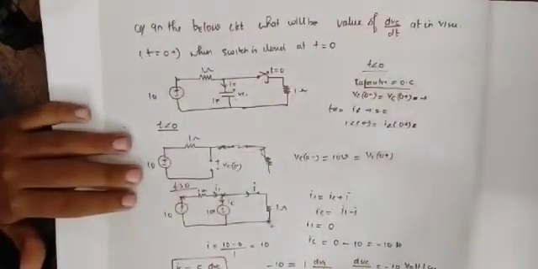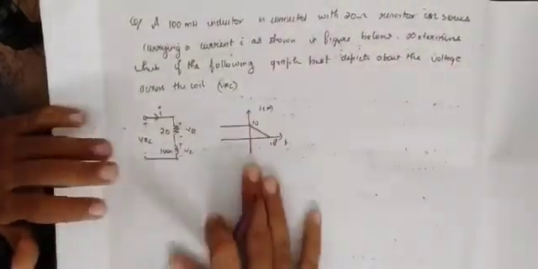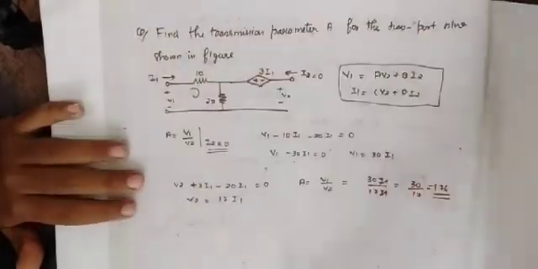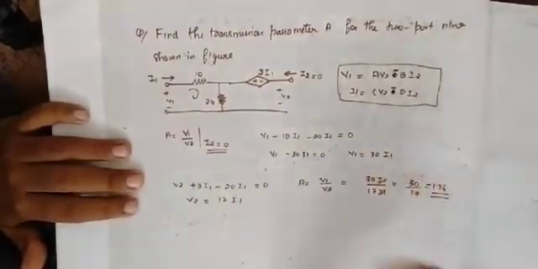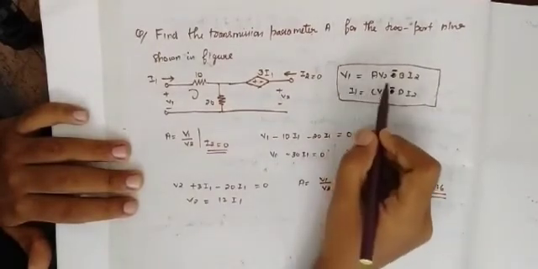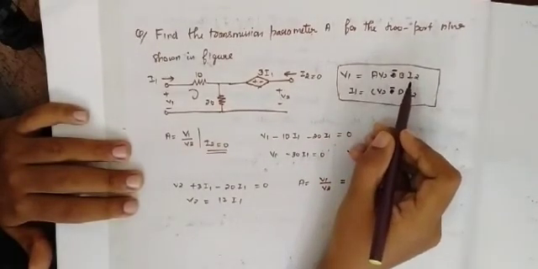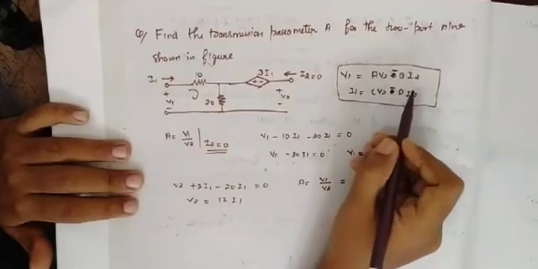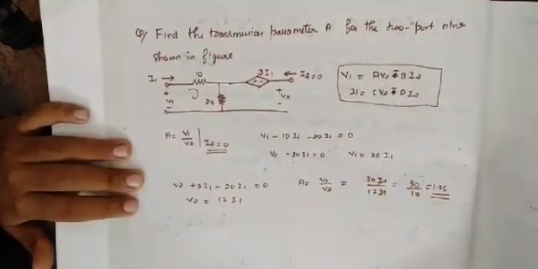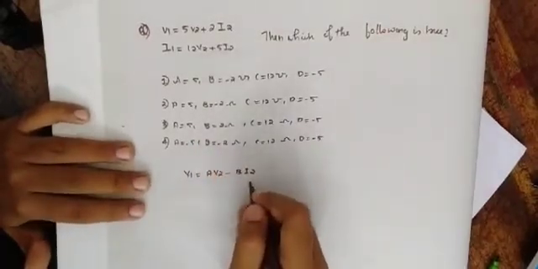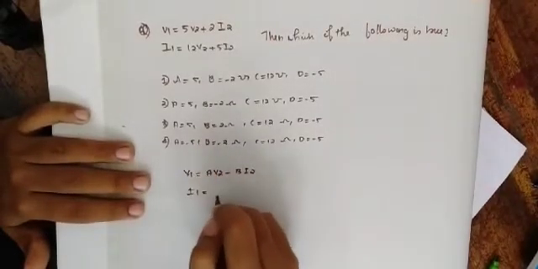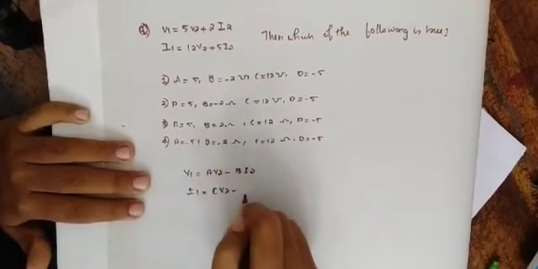Okay, I made a mistake here, it is minus. V1 is equal to A V2 minus B I2 and I1 is equal to C V2 minus D I2. It is not plus, it is minus. So V1 is equal to A V2 minus B I2 and I1 is equal to C V2 minus D I2.